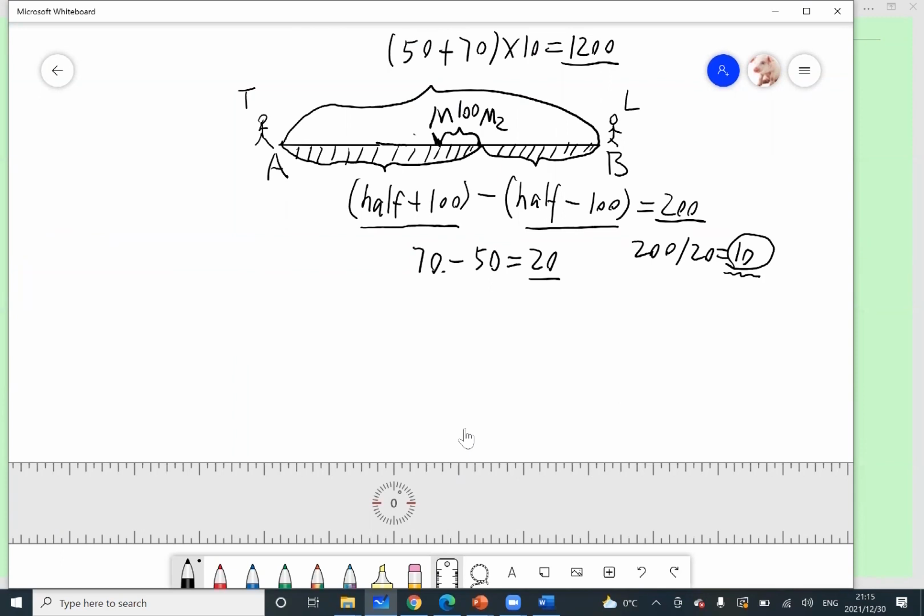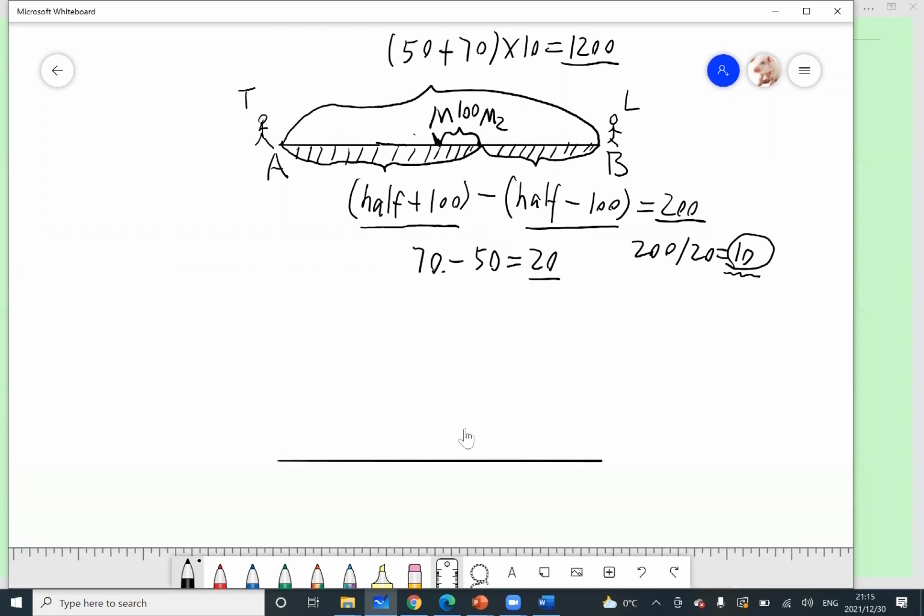Again, I draw a line to represent the path. And this is point A, and this is point B. Now, Tom stops for a while. They meet 250 meters away from the middle point. So this is the middle point. Again, let's call it point M.